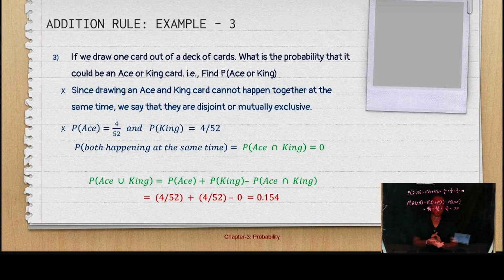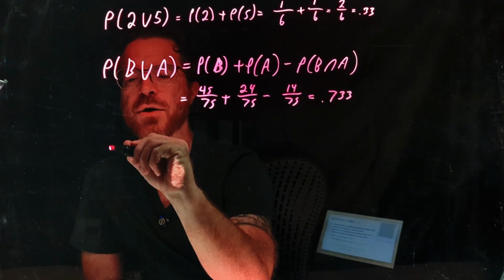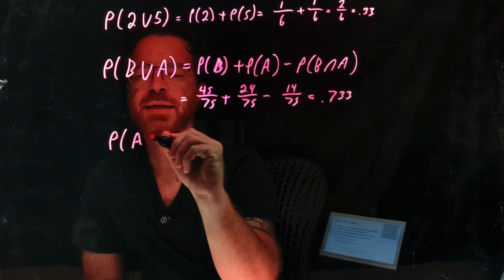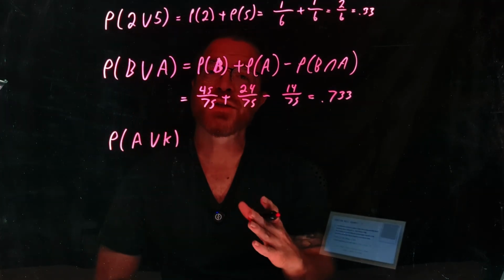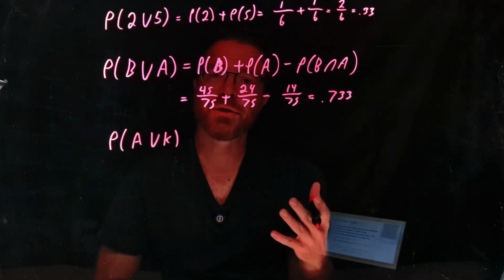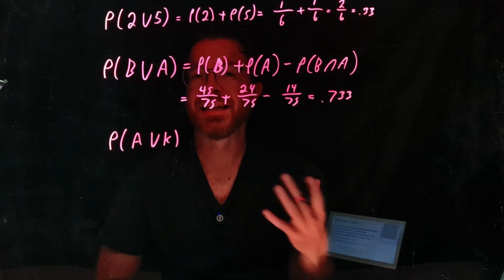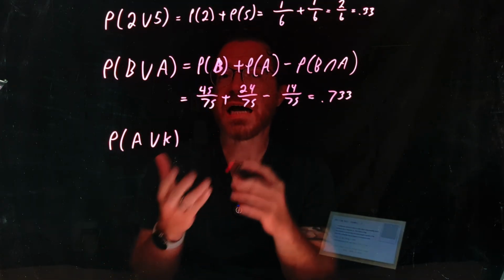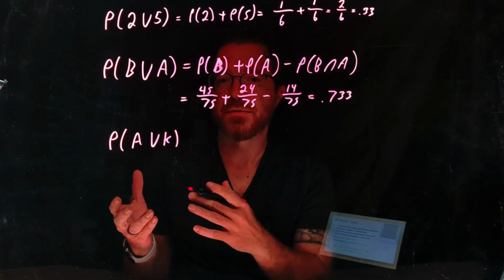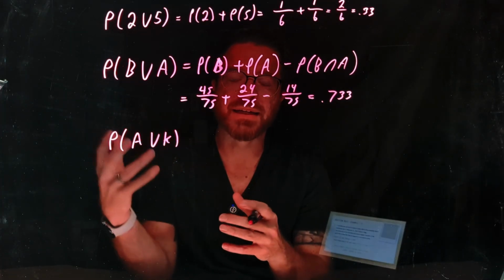Now let's do another example where we're going to pull out a card from a deck of cards. If we draw one card out of a deck of cards, what is the probability that it would be an ace or a king? So before you do this, first thing is think about, is this mutually exclusive or not? And in this case, it is. Because if I draw a card and it's a king, that means that it could not also be an ace, right? Being a king precludes the fact that it is an ace.